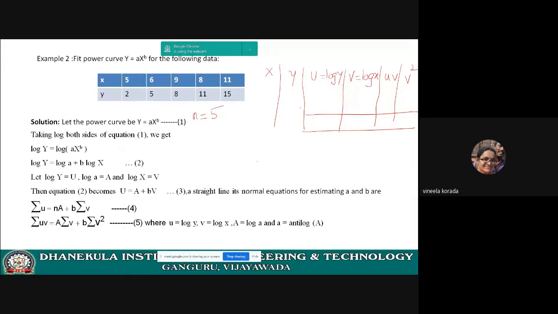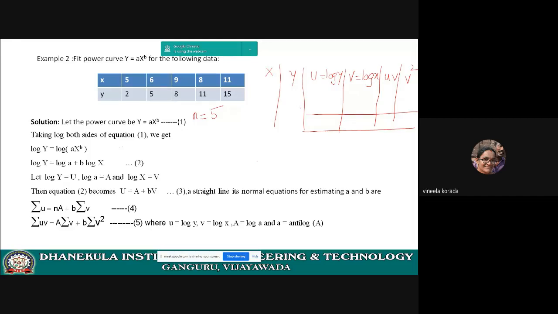So if you're very perfect with the normal equations of a parabola and a straight line, definitely you could solve any other curves, whether it is a power curve or an exponential curve, whatever it is, easily by applying logarithm. What you need to remember is, in the case of power curves, you need to take log to the base 10. In the case of exponential, you will be taking log to the base e. That is the difference. Procedure is all the same.